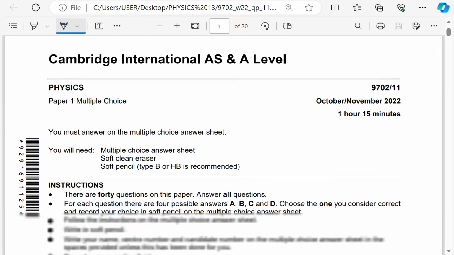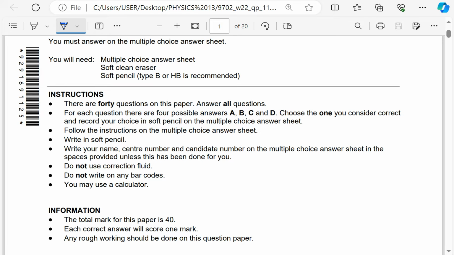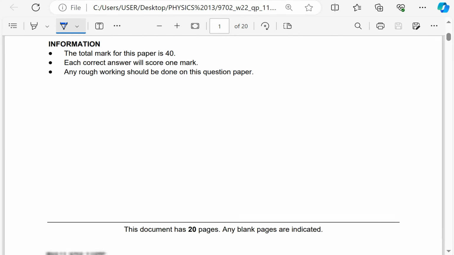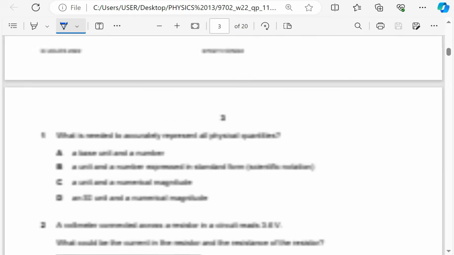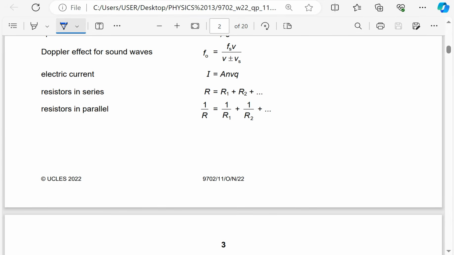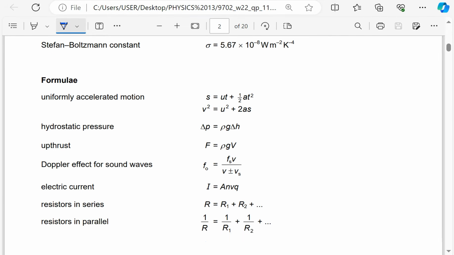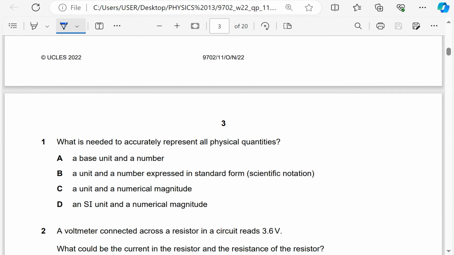I'll not go through the instructions, they are the usual instructions, but it's always good for you to go through them. You can go through the constants and the formulae provided. I'll just go straight to the first question.